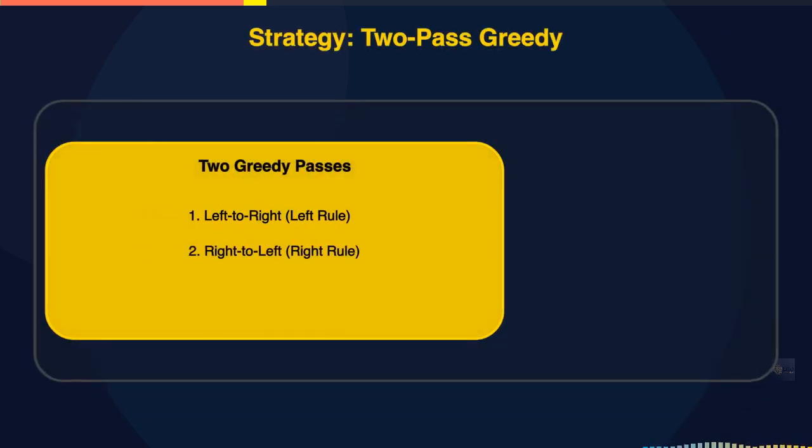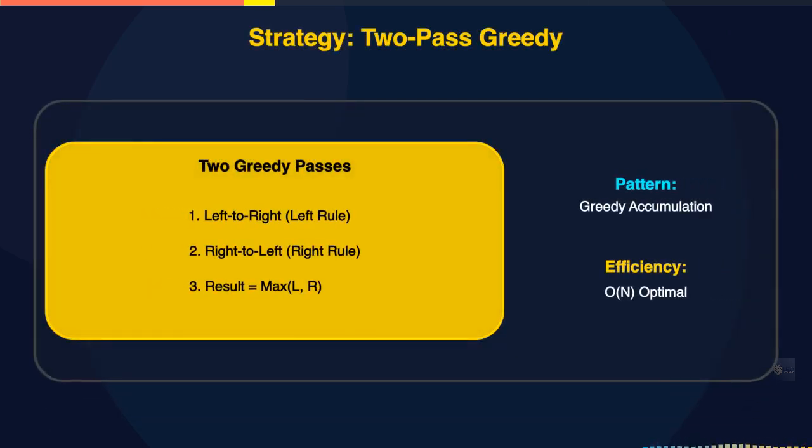To solve this optimally, we use a two-pass greedy strategy. Instead of trying to satisfy both neighbors at once, we break it down. In the first pass, we move from left to right, ensuring every child has more candy than their left neighbor if their rating is higher. In the second pass, we move from right to left, doing the same for the right neighbors. By taking the maximum of these two constraints, we satisfy both rules with the smallest possible total.